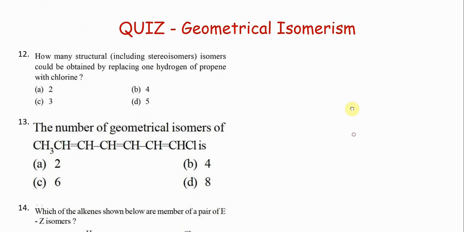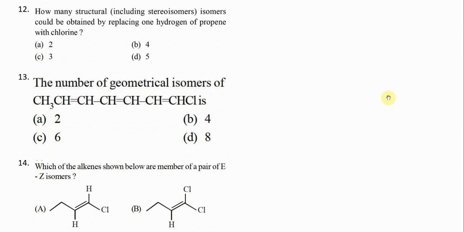Question number 12. How many structural including stereoisomers are possible by replacing one hydrogen of propene with chlorine? So propene, we are going to replace one hydrogen with chlorine. So what are the possibilities? I can have CHCl, C, C, double bond H. I replace this hydrogen.